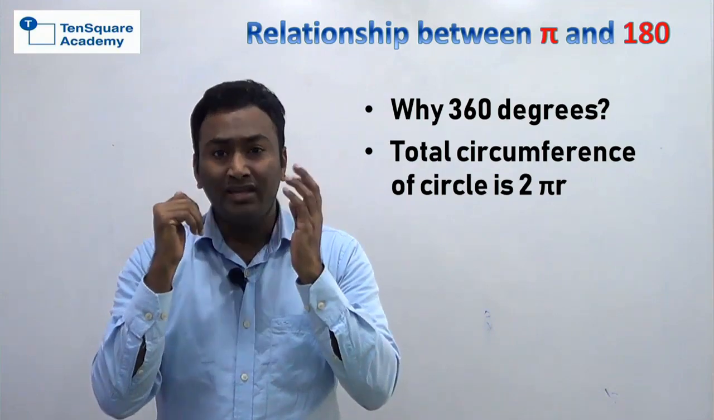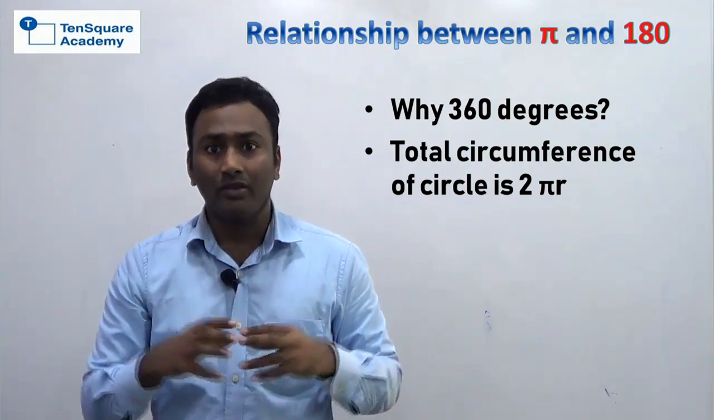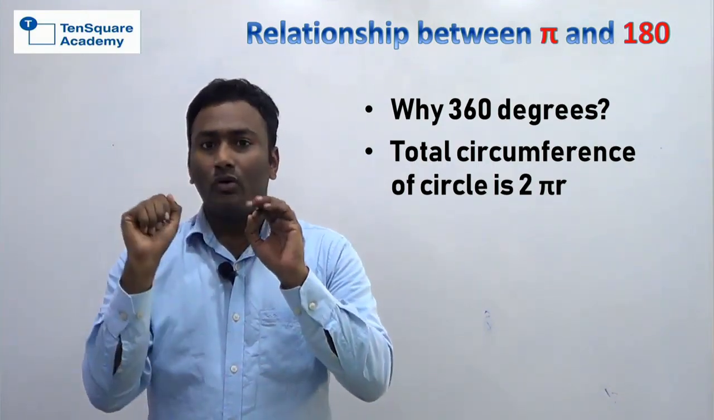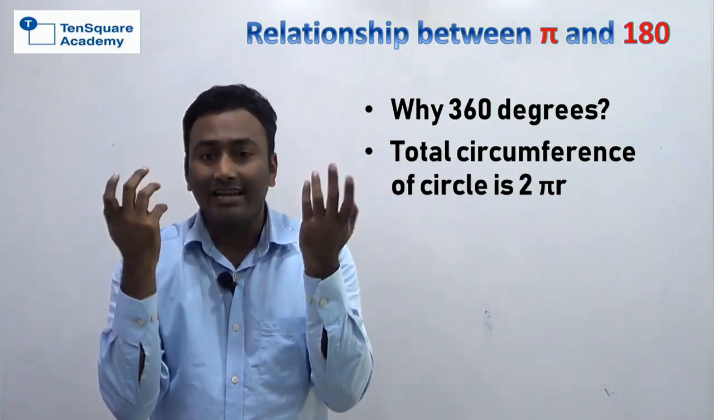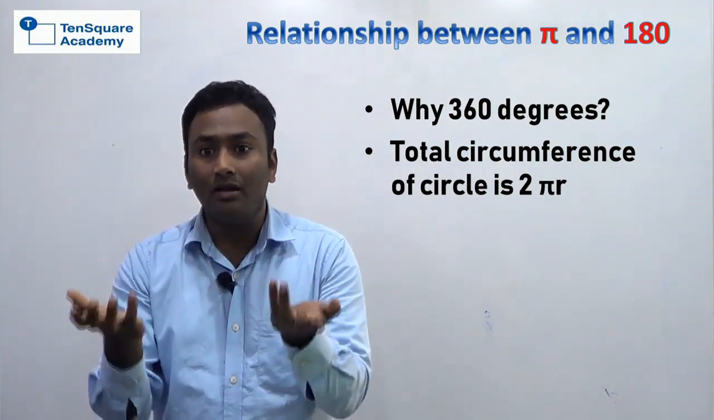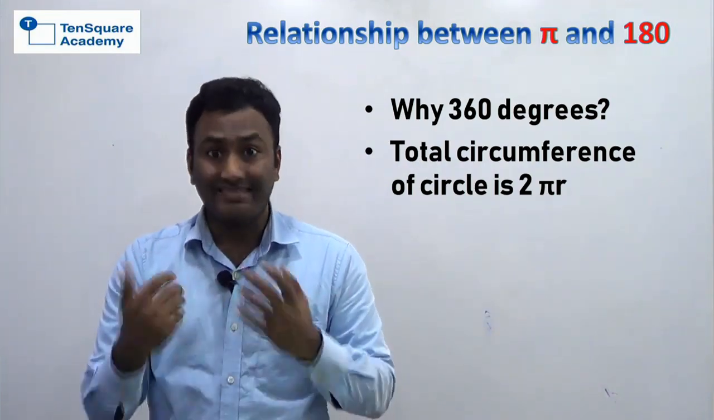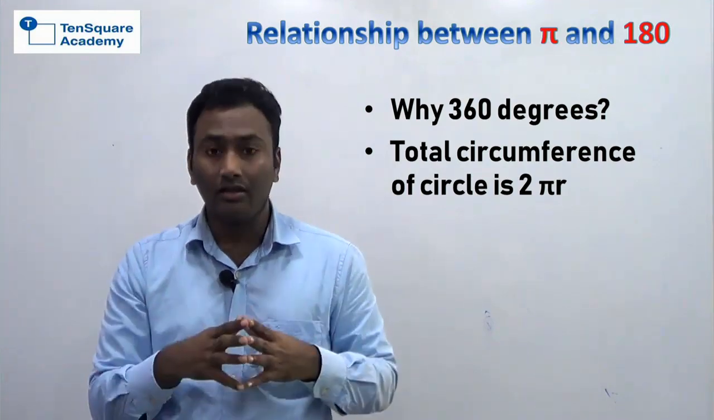Now when I ask the question, what is the total angle inside a circle, the answer I get is 360 degrees. Okay. So, what is the relationship between 360 and a circle? There is at least some relationship between pi and a circle, because pi is derived from a circle itself. But what is the relationship between 360 and a circle?